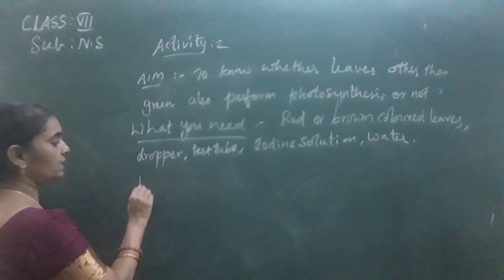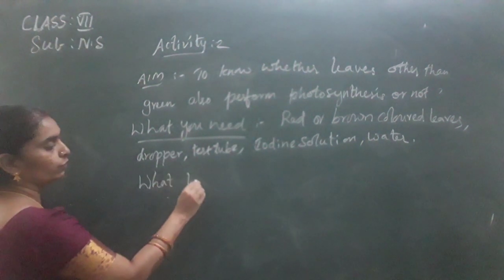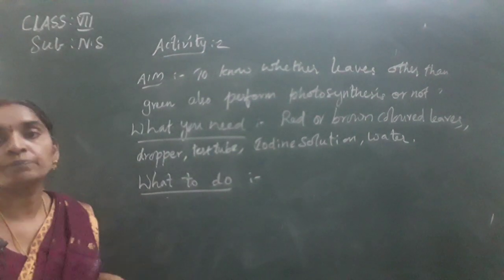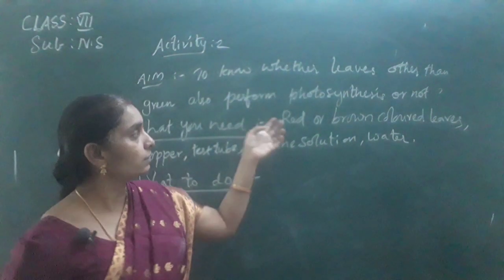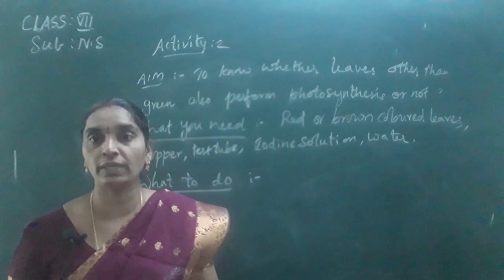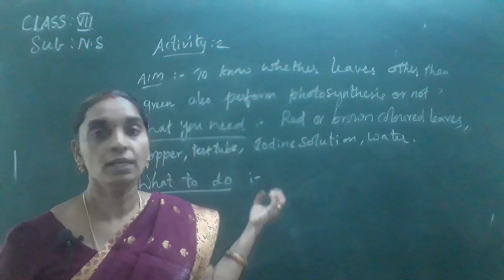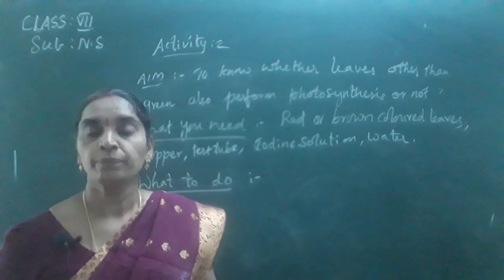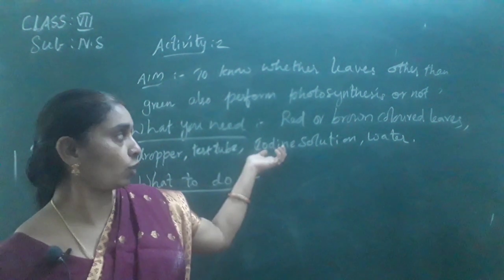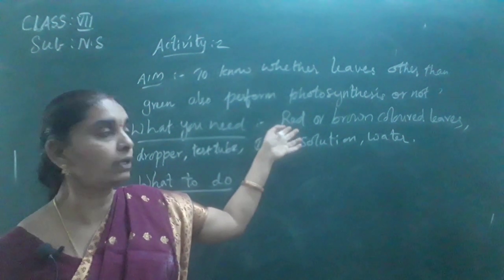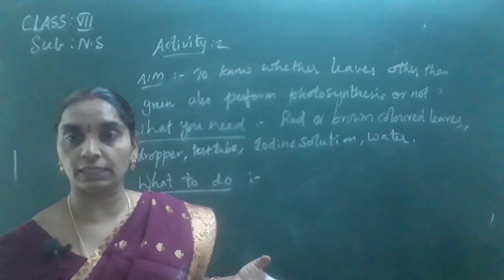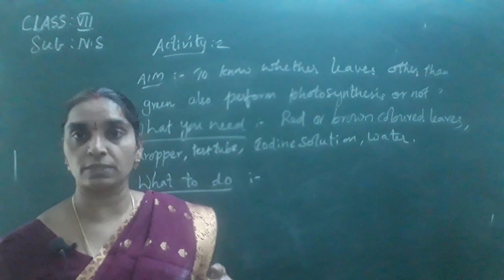Next, what to do? That is the experiment. What to do? How do we do? What is the experiment that you are doing in this case? Now, what did I say? You have to take the red or brown colored leaves. You have to add some water to it and make a paste of it and squeeze the water, that is the pulp of the leaf paste. And then you have to take 2 drops of iodine solution in the 5 drops of pulp in a test tube, and then observe the change of the color in the test tube.